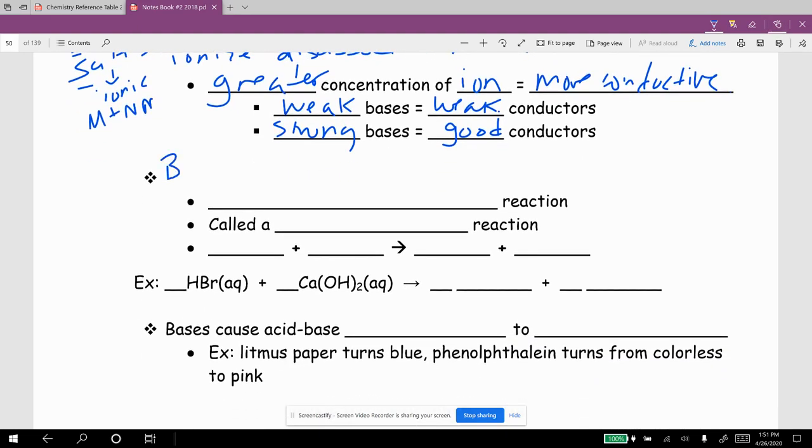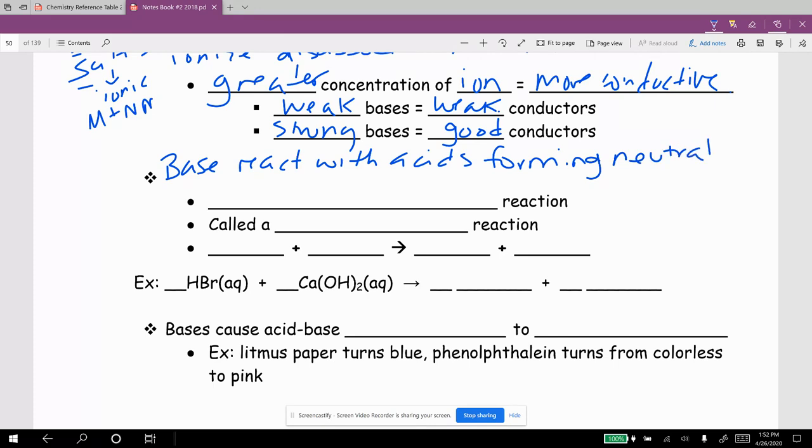And our bases react with acids, right? Acids react with bases, bases react with acids. All right, so then forming neutral solutions. This is very similar to what we just wrote about acids, so I'm going to go a little bit faster. Okay, this is a double replacement reaction called neutralization.